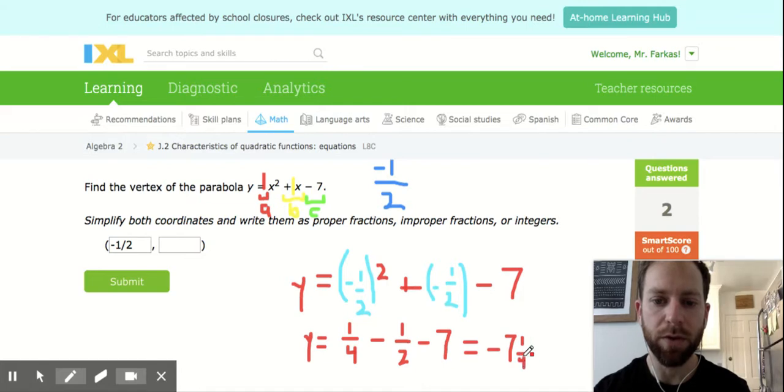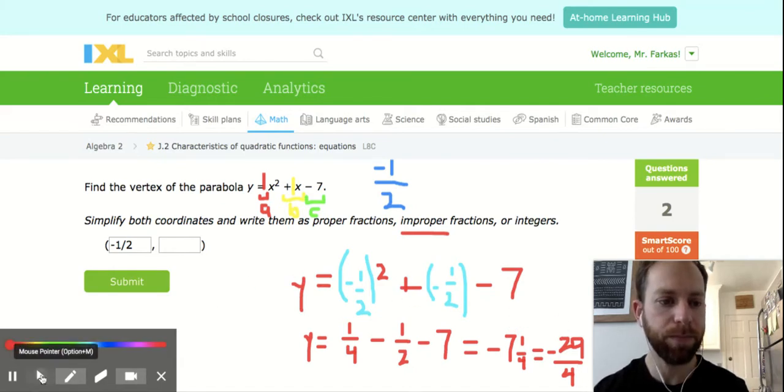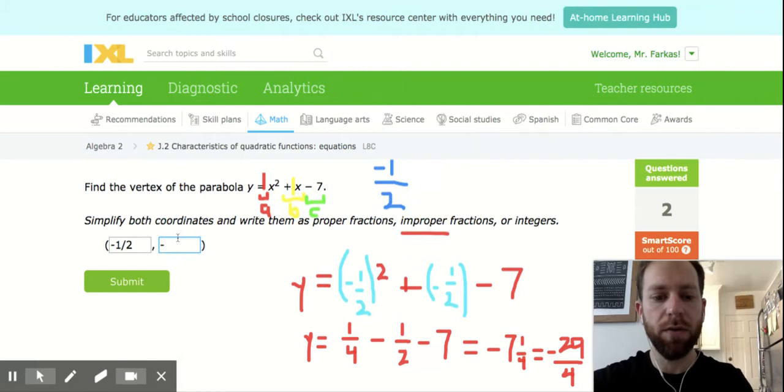If we wanted to write that as an improper fraction, well, let's see. If we had quarters and we had $7 in quarters, that would be 28 quarters. So that would be negative 4 times 7, 28 plus 1, 29 over 4. And if you don't see how I got that, you can review improper fractions, okay? So this is going from mixed numbers to improper fractions. Negative 29/4.